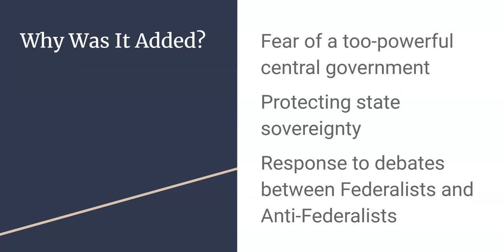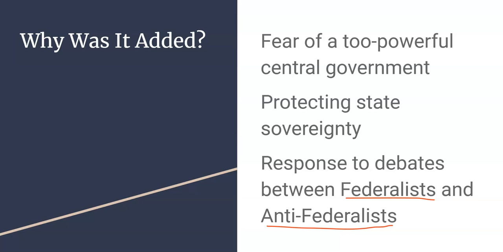Why was it added? Well, you may remember we fought this revolution thing to get rid of a super overpowered king government in Britain, and they feared that the central government, the national government, would get too powerful. So they wanted to add the 10th Amendment to clearly state, hey, the federal government, the national government, cannot just assume these powers. Okay, and also an idea of protecting some of the power of state governments, that idea of state sovereignty, okay? And it was a response to the debate between the Federalists and the Anti-Federalists, these are groups we've learned about in class.